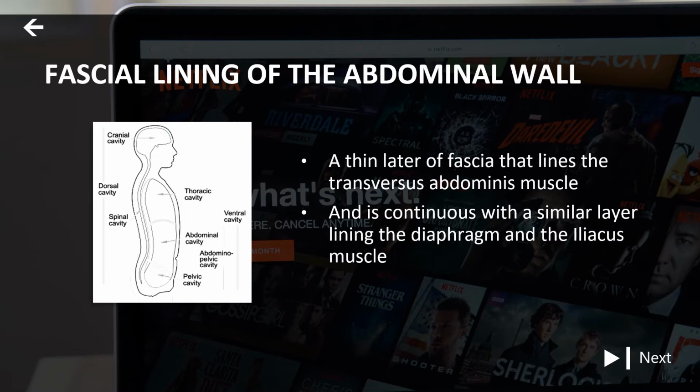For example, the diaphragmatic fascia covers the undersurface of the diaphragm. The transversalis fascia lines the transversus abdominis. The psoas fascia covers the psoas muscle. The quadratus lumborum fascia covers the quadratus lumborum, and the iliac fascia covers the iliacus muscle.